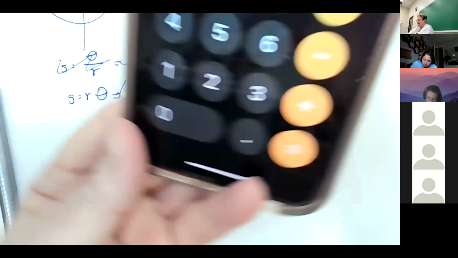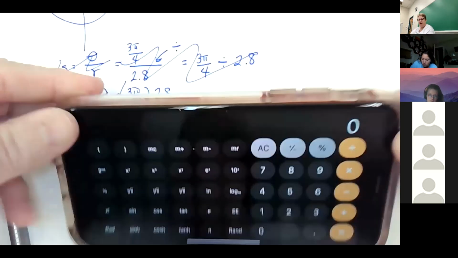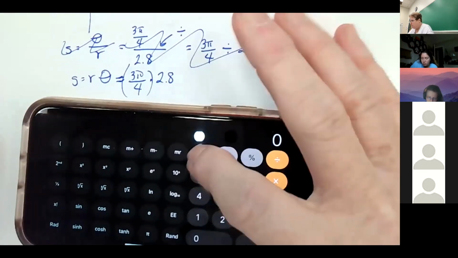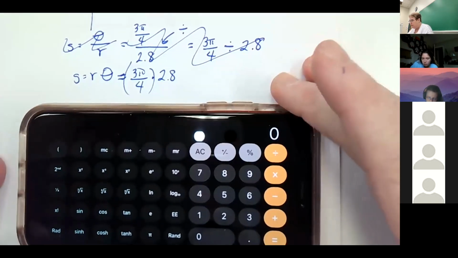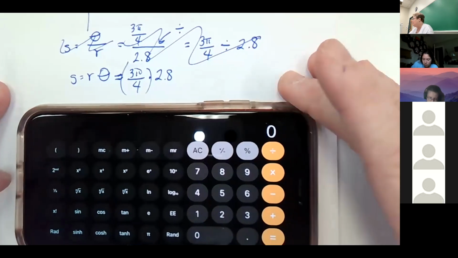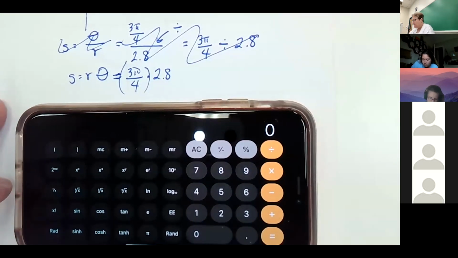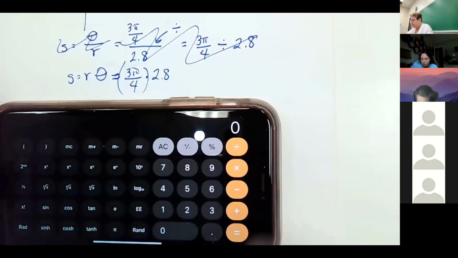If you have a calculator on your phone and you turn it sideways, you'll get a scientific calculator. And for our class, this is enough. Unless you already have one, you don't need to get another calculator.